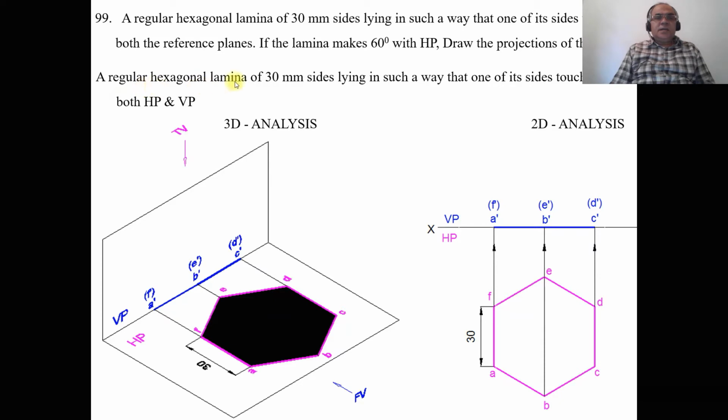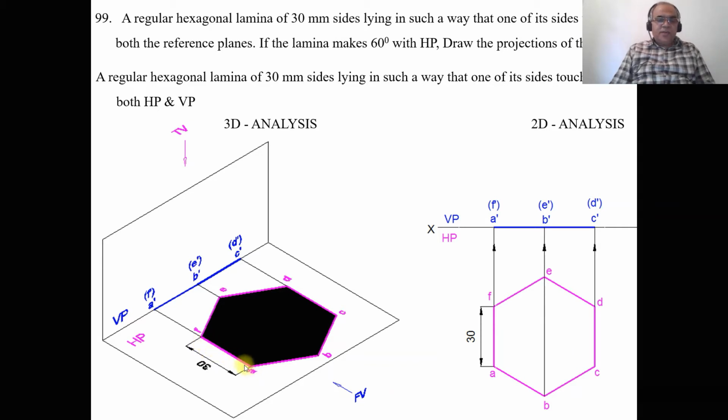He says a hexagonal lamina of 30 mm sides is lying in such a way that one of its sides touches both HP and VP. So one of its sides touching the reference planes means it is touching both HP and VP, and since the surface of the lamina is given with respect to HP, obviously we have to start the lamina from the HP. Since one of the sides is touching both HP and VP, the side which is touching HP we need to keep perpendicular to VP.